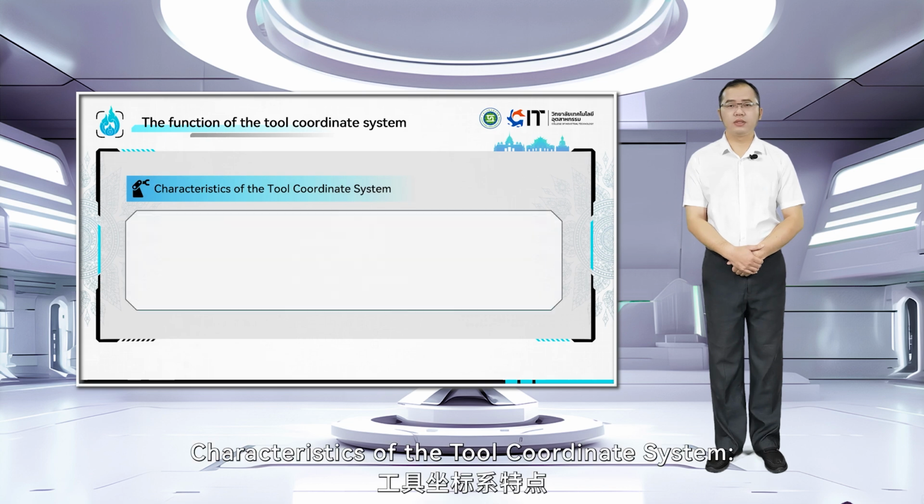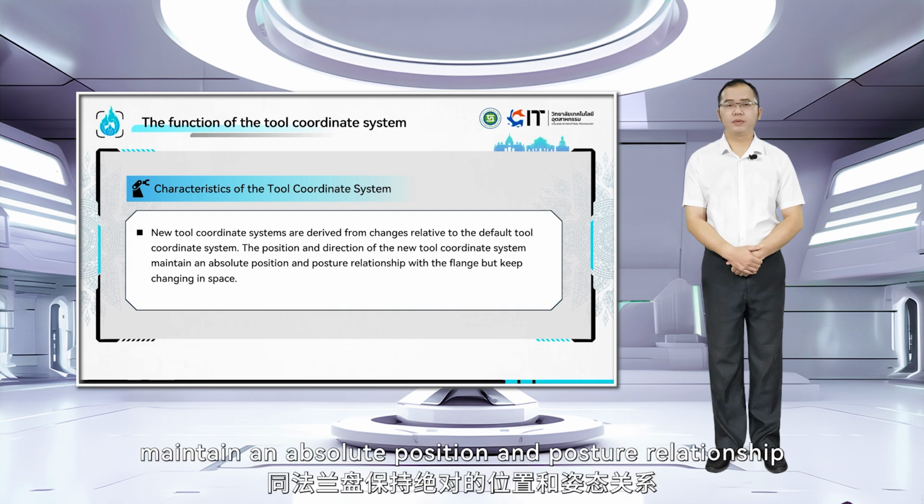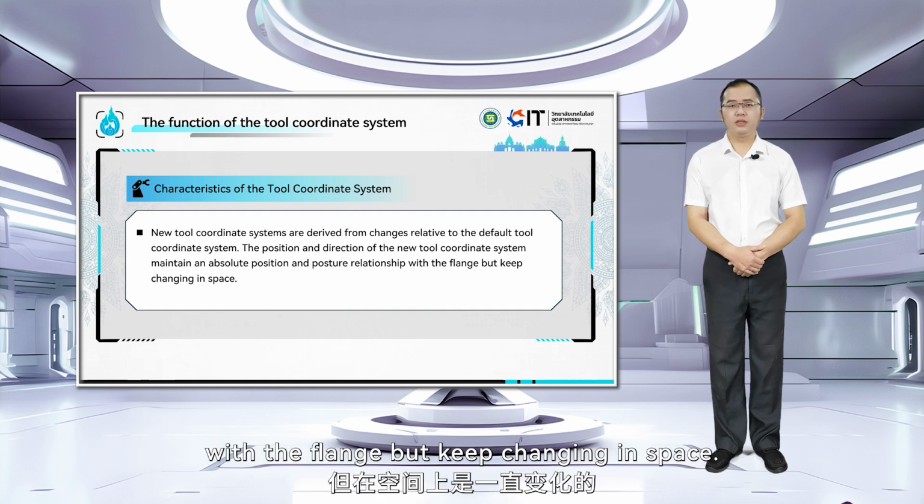Characteristics of the tool coordinate system. New tool coordinate systems are derived from changes relative to the default tool coordinate system. The position and direction of the new tool coordinate system maintain an absolute position and posture relationship with the flange but keep changing in space.